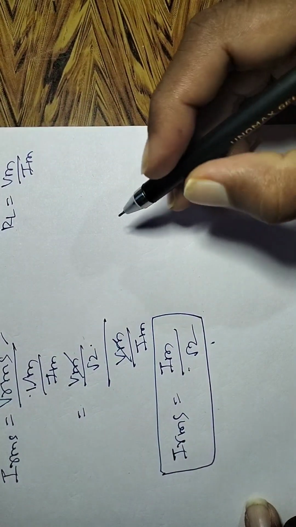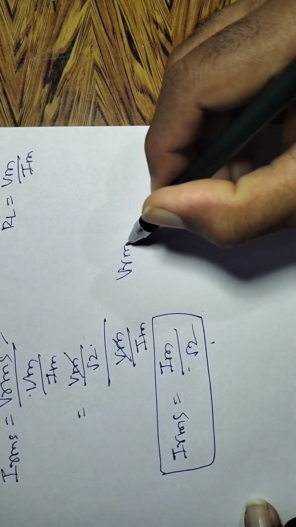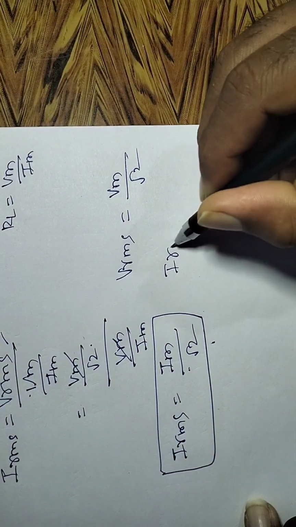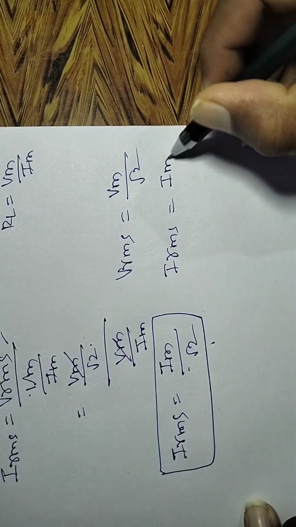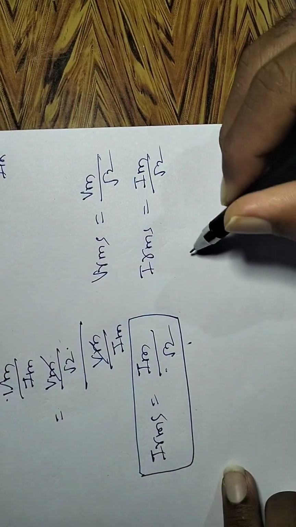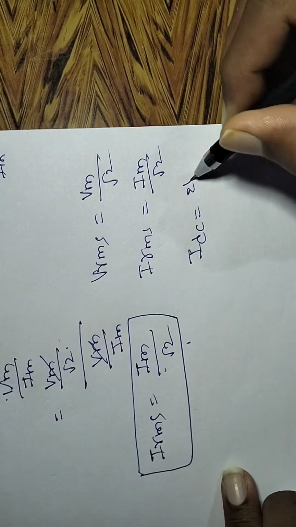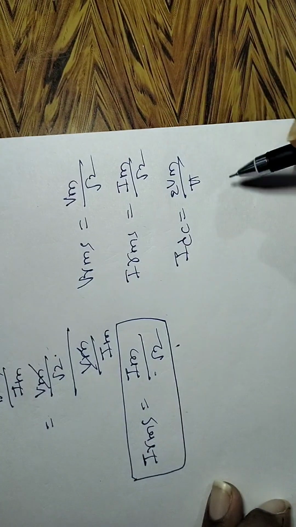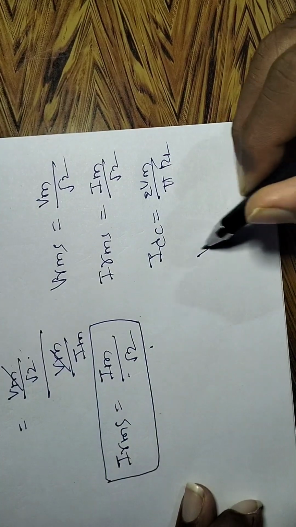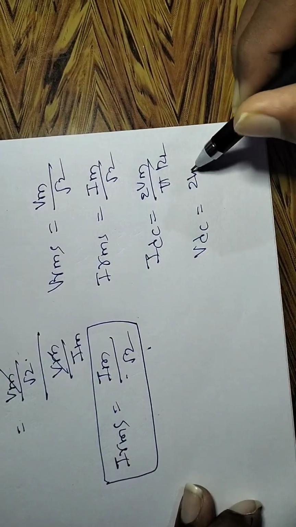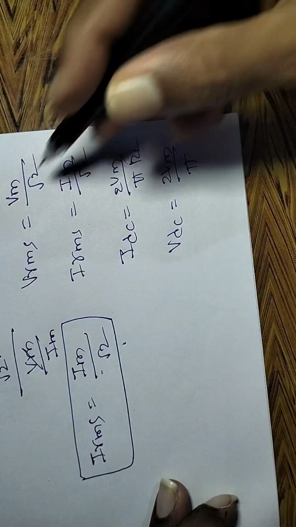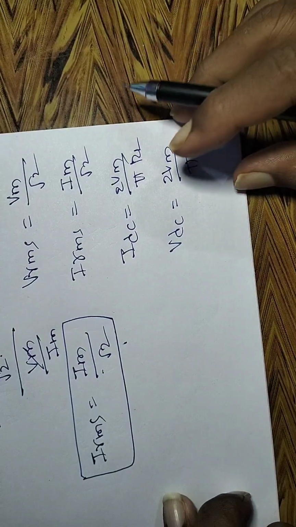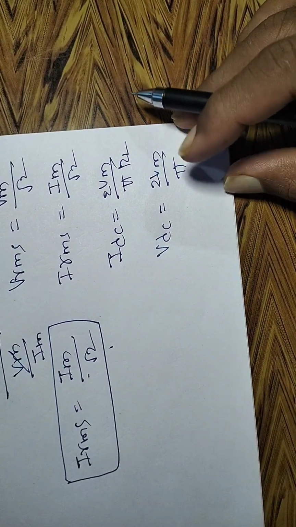Up to now, what values have we calculated? VRMS equals Vm by root 2. IRMS equals Im by root 2. Then IDC equals 2Vm by pi RL, and VDC equals 2Vm by pi. So these are the expressions. Now with the help of these expressions we will calculate the rectifier efficiency as well as the ripple factor.